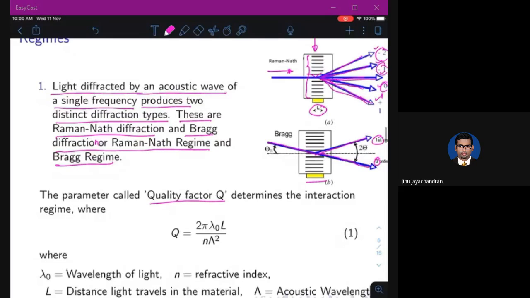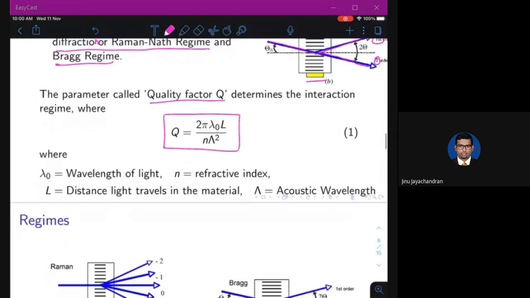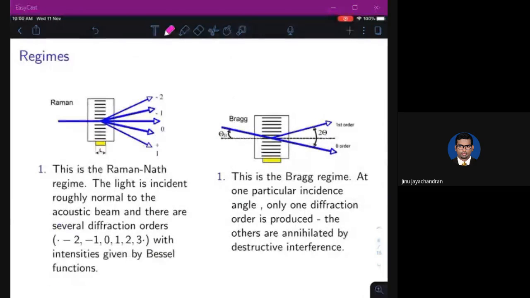So there's a parameter called the quality factor Q. It says which regime we are in. This is the equation which gives the quality factor Q. This equation is just for your reference. So this is the Raman-Nath regime.